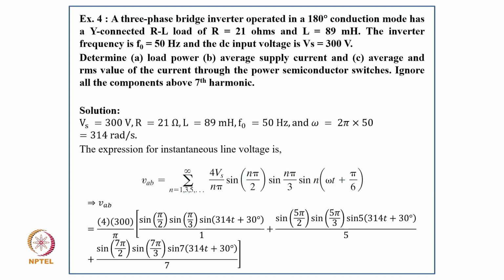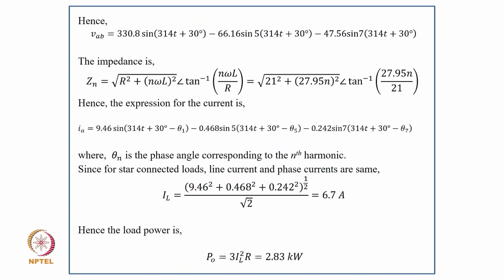The expression for instantaneous line voltage VAB equal to sum over n equal to 1, 3, 5 to infinity of Vs upon n pi sin n pi by 2 and sin n pi by 3 into sin in bracket n omega t plus pi by 6. So putting values for VAB, it comes like VAB equal to 330.8 sin 314 t plus 30 degree, minus 66.16 sin 5 into 314 t plus 30 degree, minus 47.56 sin 7 in bracket 314 t plus 30 degree.